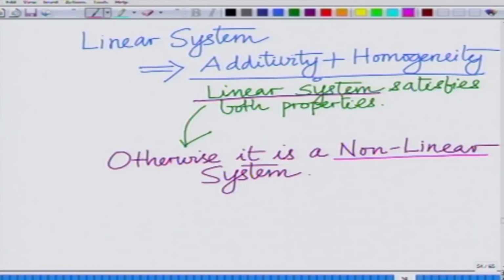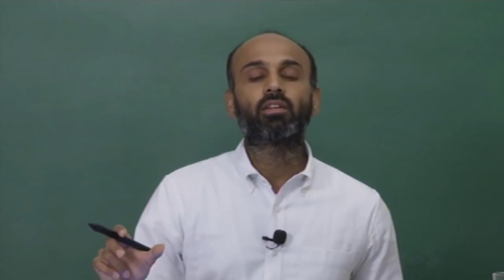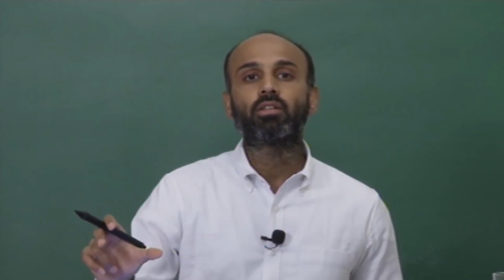So, a linear system is one that satisfies both properties. That is, if you add two input signals, the resulting output signal should correspond to the sum of the output signals of these two input signals, and if you scale an input signal, the resulting output signal should be correspondingly a scaled version of the output signal. A system that satisfies both these is known as a linear system.